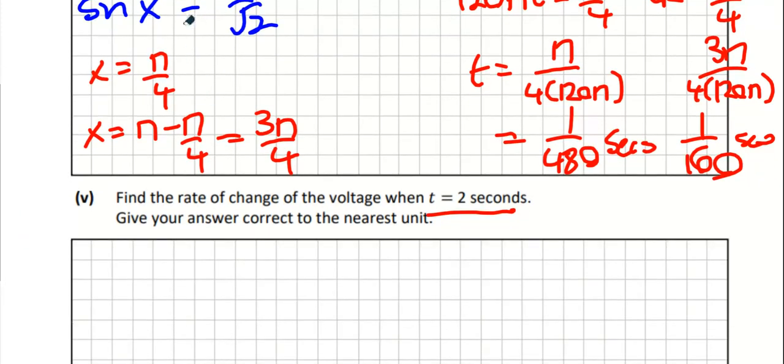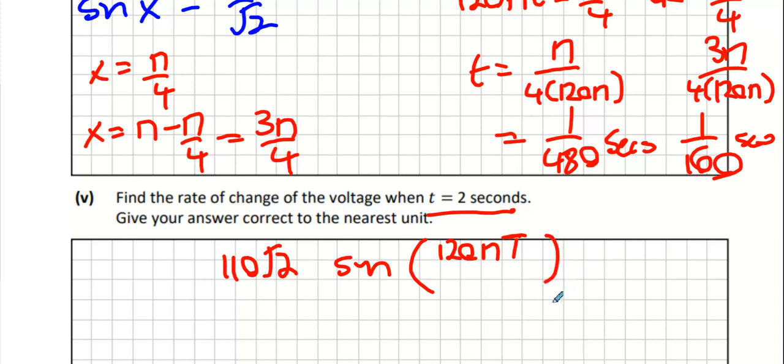Okay, so here's what we're going to do. We're going to do 110 root 2 sine 120 pi t. All right, and that's what you're looking for. Now, what happens when you, for argument's sake, change... I'm trying to think of a much easier way of doing this. All right, so this is 120 pi t.